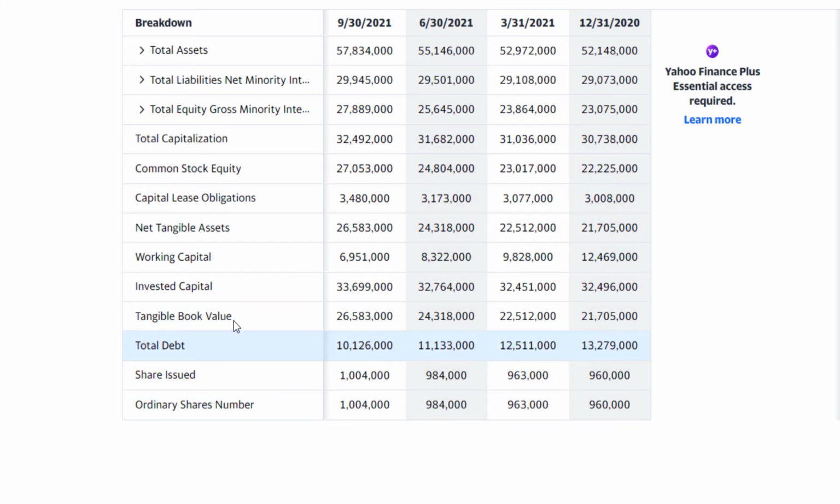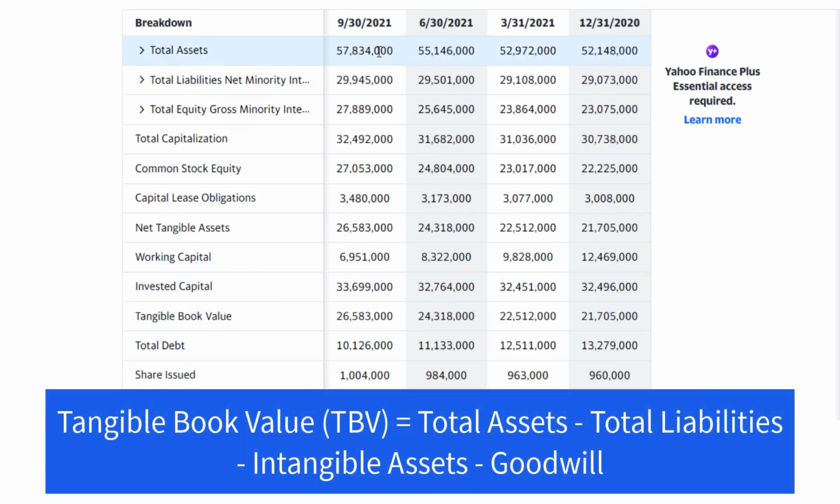Things like tangible book value is an interesting thing too, where people look at the price of a stock to its book value, or P to B. Well, what is the tangible book value? What is the company kind of worth? You look at your total assets minus your total liabilities, which is that stockholder equity. That's part of the total book value calculation. And then that 27.8 billion is adjusted down a little bit further by intangible assets and goodwill.